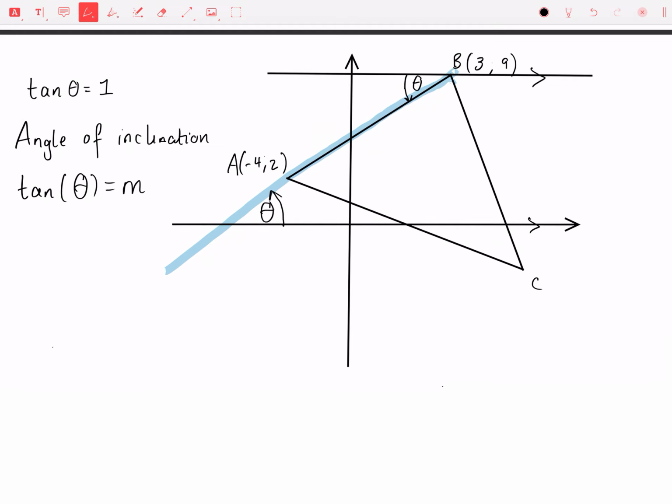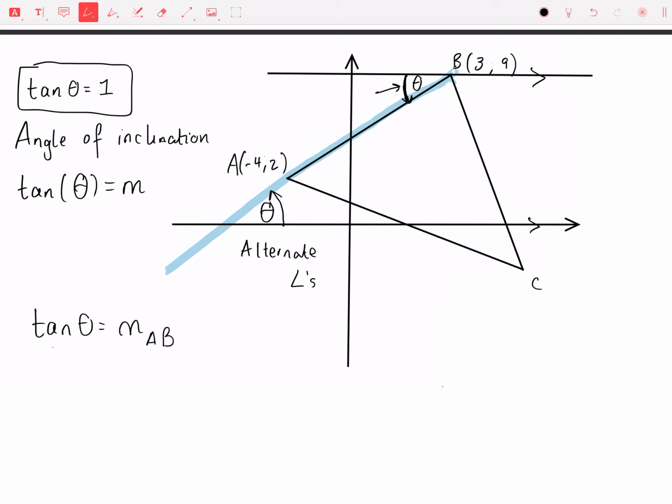But that angle theta is actually the same as this angle theta here. And why is that true? Because of alternate angles. Okay, so that's how we get theta here. And then how did we get this tan theta equals 1 here, and why did we use it? So remember, tan theta equals the gradient of this line AB here.